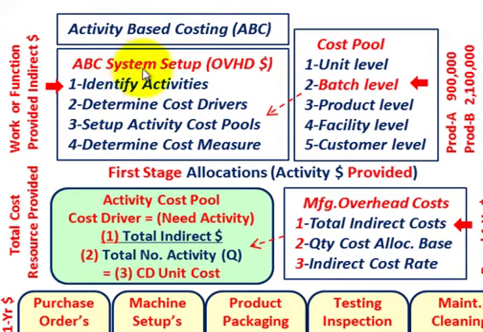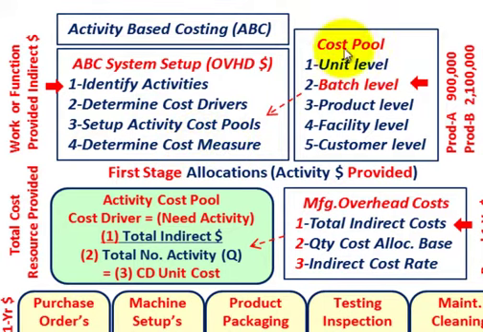So looking at our ABC costing system setup, first you have to identify the activities. The activities are those overhead activities or indirect cost activities, and that's really the work or function that's being provided as an indirect cost, and we're going to be looking at it for these two different products. And then you have to determine the cost drivers, really what is the reason why you're performing those activities. So that's going to be your cost driver, and then you're going to have to set up your activity cost pools, which we'll look at, and then we have to determine the cost measure or the indirect cost rate that we have for this activity.